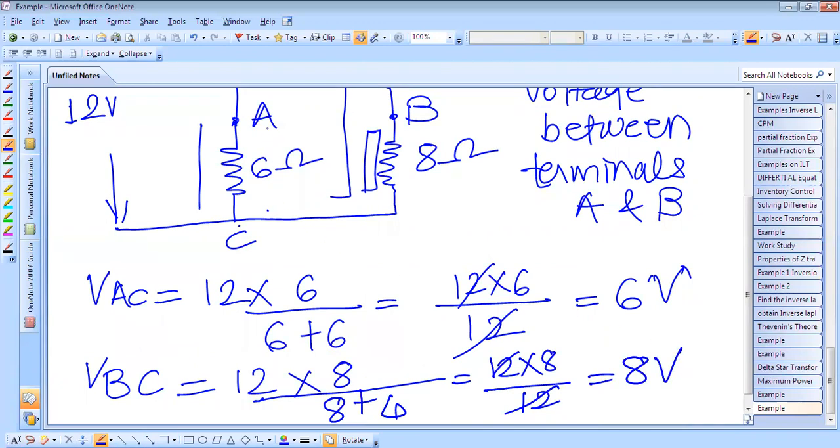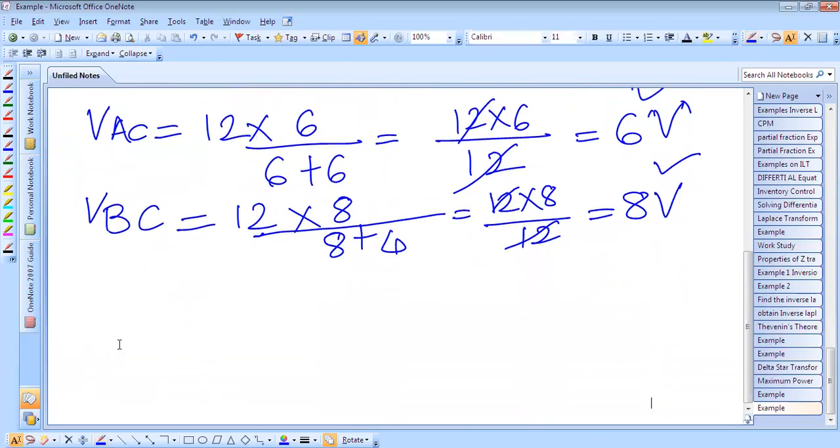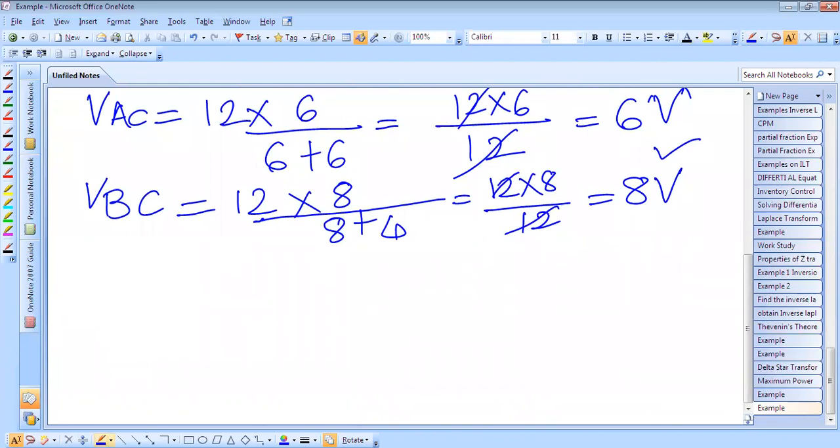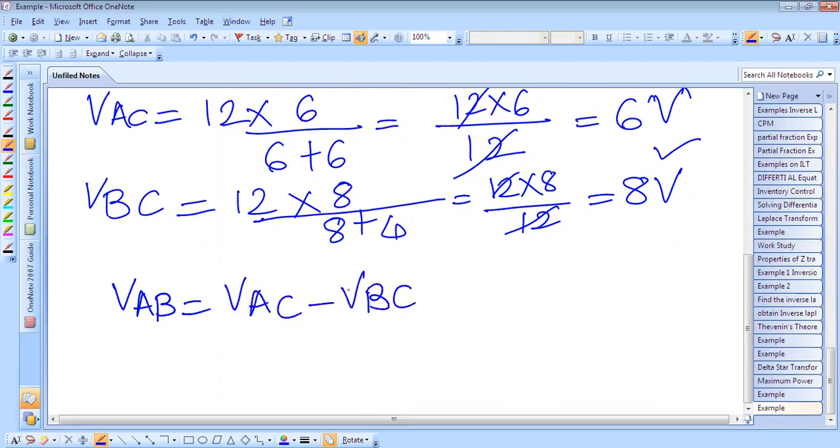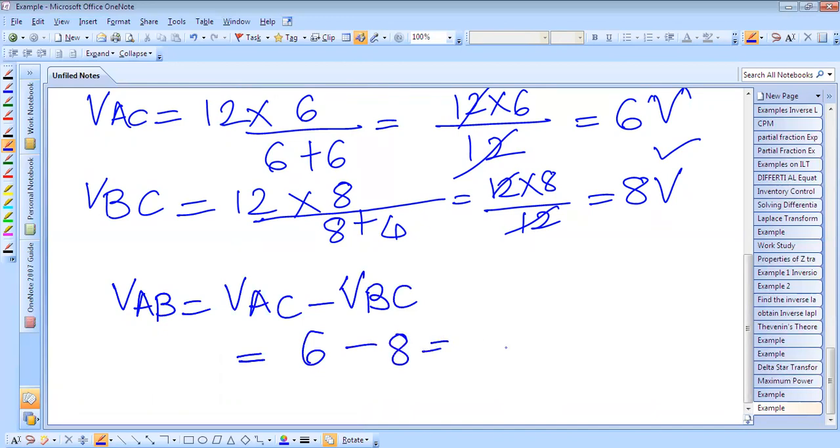Now we know the voltage across AC is 6 volt, VBC is 8 volt, and therefore VAB is nothing but the difference of these two voltages. Okay, so further we can find VAB is equal to VAC minus VBC. So VAC is 6 volt, VBC is 8 volt, so it is minus 2 volt. So VAB is equal to minus 2 volt.